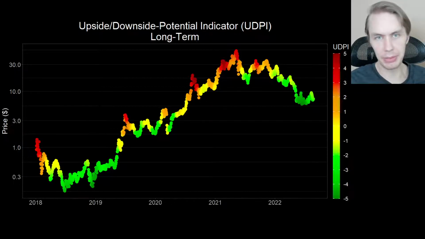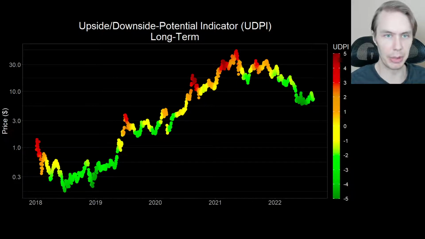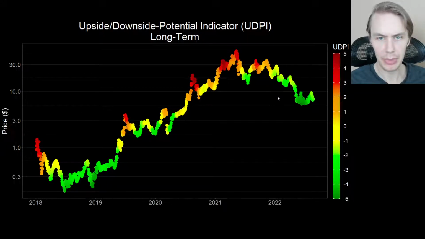So with Link and with a lot of assets, I like to first look at our risk indicator, the UDPI, to get an overall picture of the risk-reward ratio from this model's estimation at the present moment. This is the long-term version of the UDPI I'm showing you here, so it's reactive to moves that play out over months. And this is the price history of Link color-coded to the UDPI level. Higher levels of risk in the red, lower levels of risk down here in the green.